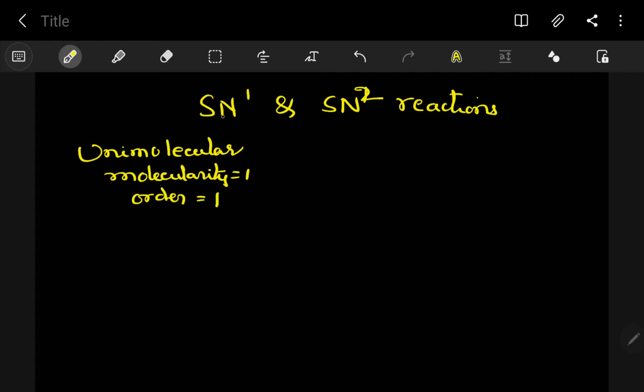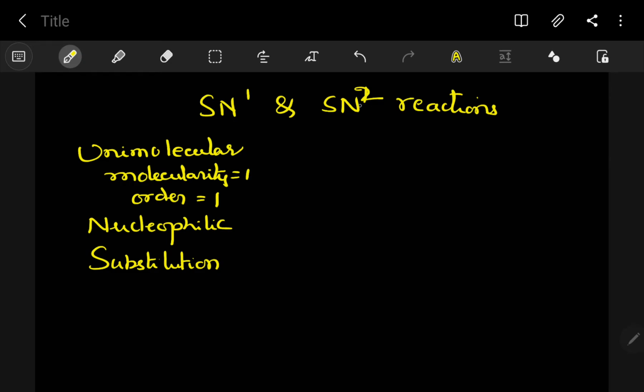And in unimolecular SN, what is N here? N is nucleophilic, and S is substitution reactions. So SN1 means unimolecular nucleophilic substitution reactions.